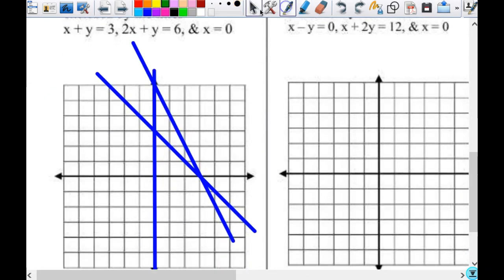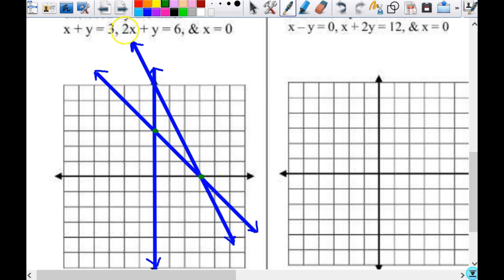All right, so let me get my arrows back in here. Now, here, my intercepts: when x is 0, y equals 3. When y is 0, x equals 3. So there are my 2 points to get that line.